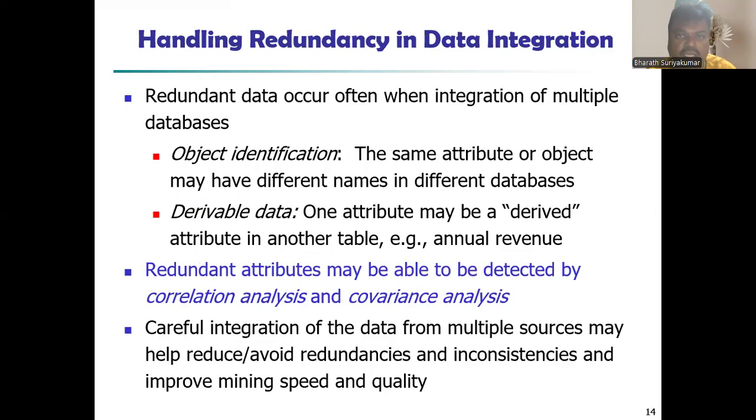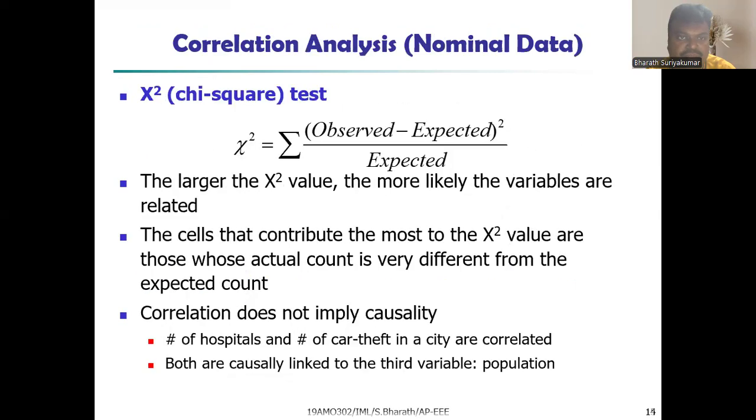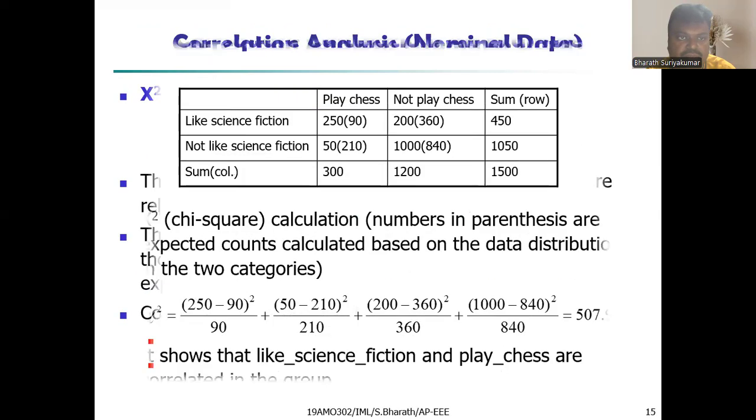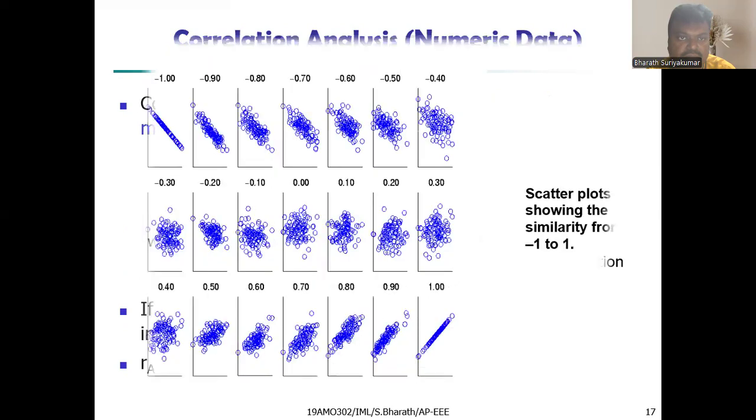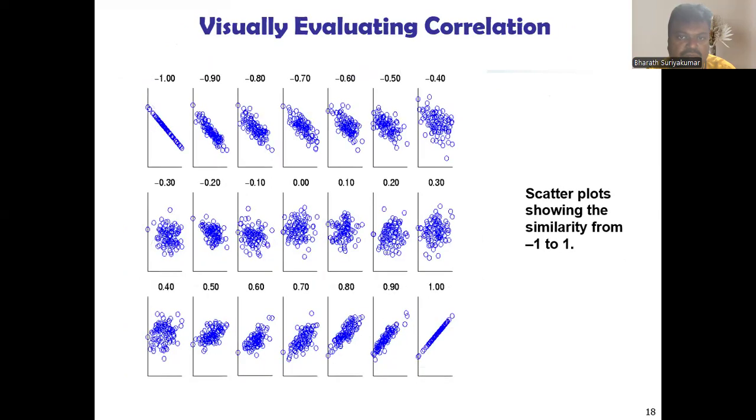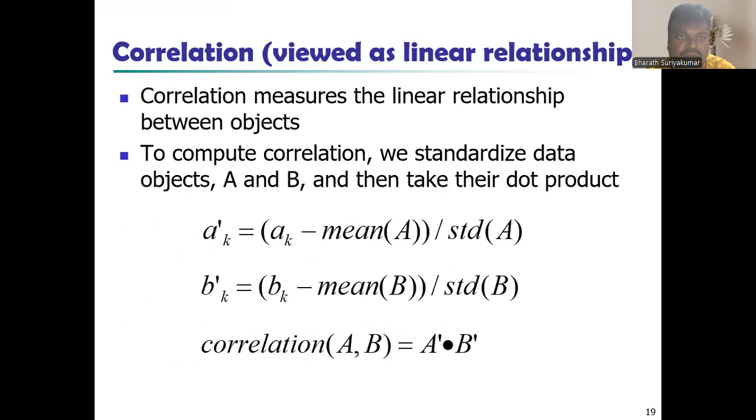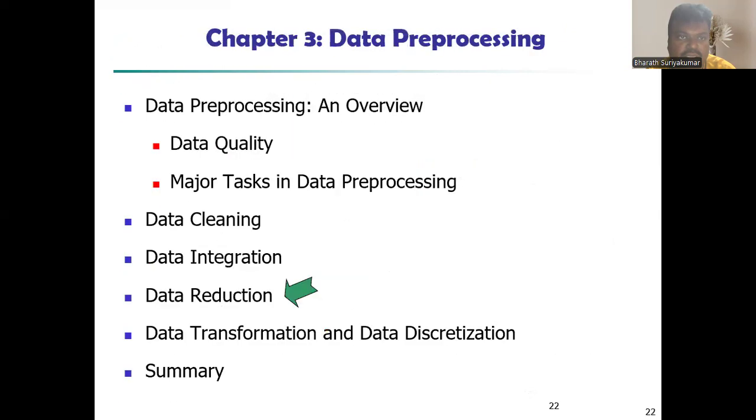Redundant data occur often when integrating multiple databases. Object identification: the same attribute or object may have different names in different data tables. Derivable values: one attribute may be a derived attribute in another table, for example annual revenue. Redundant attributes may be detected by correlation analysis and covariance analysis. This graph shows the various classification data and the correlations between the different values in a correlation analysis.